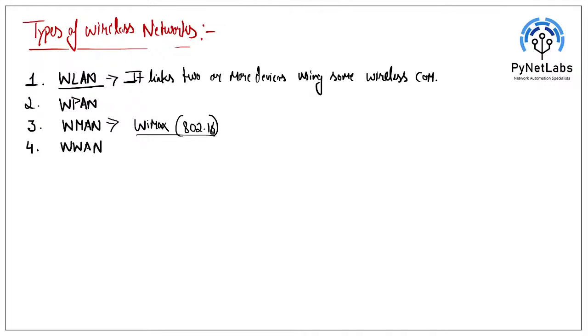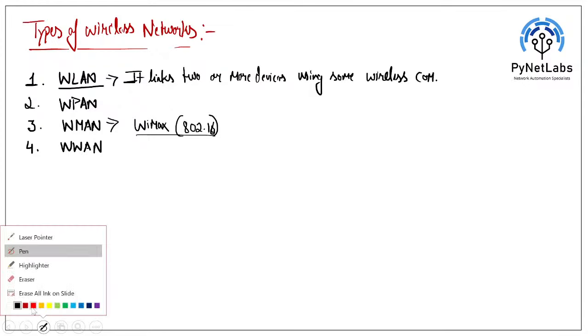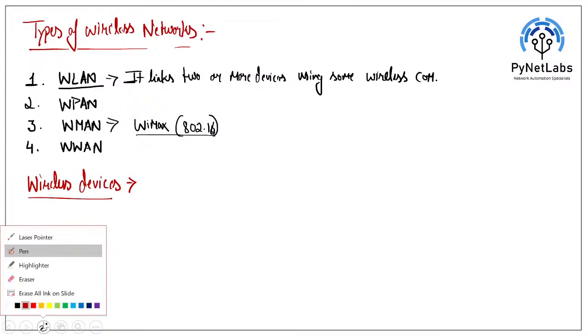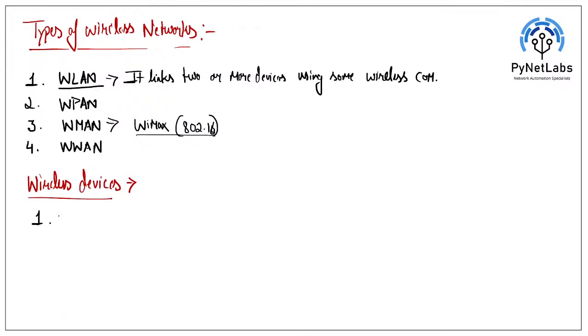So now we are going to talk about the wireless devices. So if we are talking about the wireless devices, we have some devices, like we can say the first we have is the access point. So if we are describing this access point, we can say it works like a switch, like the working of a switch. So it is used to connect multiple devices in the network.